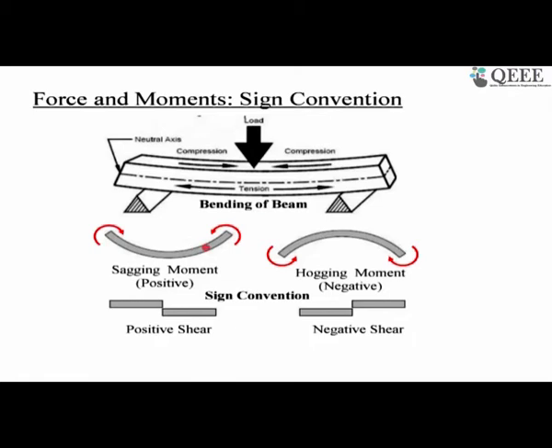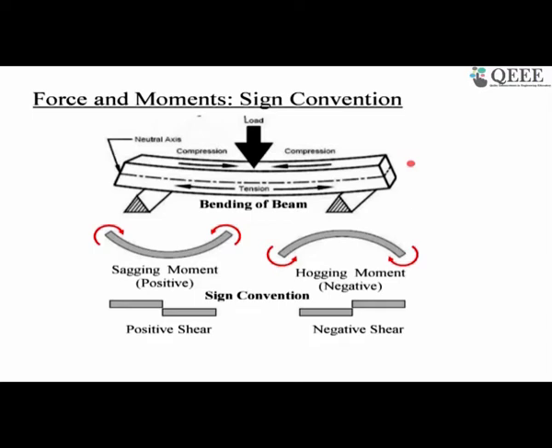So this is called bending moment, which causes sagging of the beam. It is called sagging moment, which we consider positive. Now the bending moment whose direction causes hogging in the beam is called hogging moment. Similarly, there is a sign convention for shear force. So this is the sign convention we will follow throughout this lecture.